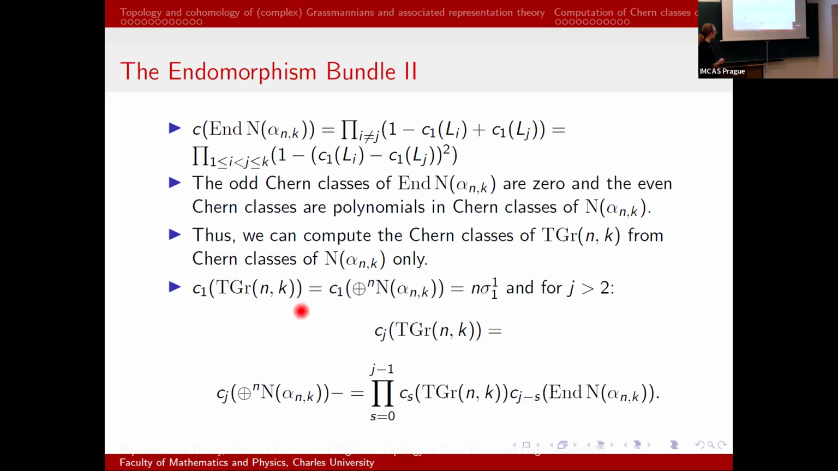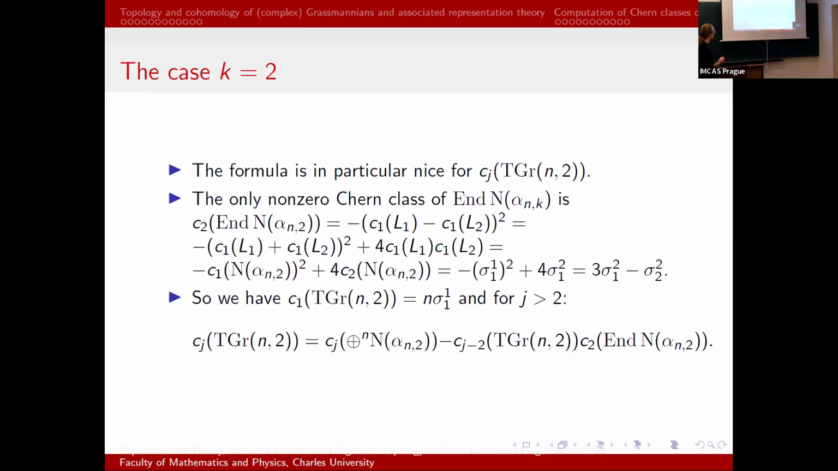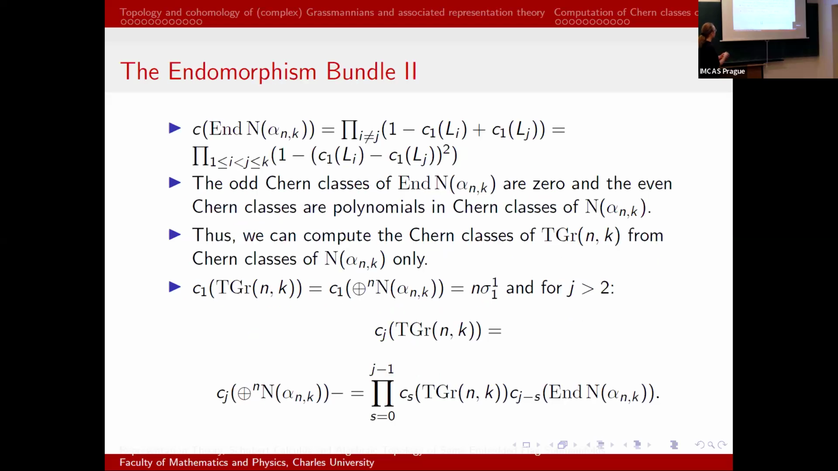This formula becomes particularly nice when k is equal to 2, so when we're considering Grassmannians of two-planes, because in this case, the only non-zero Chern class of the endomorphism bundle is the second Chern class. That's because here, in this product, we sum over 1 less or equal to i less than j less or equal to 2. So here we only have (1 minus c_1(L_1) minus c_1(L_2)), the whole thing squared.